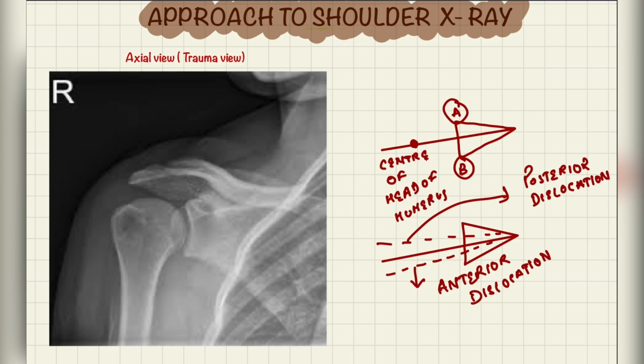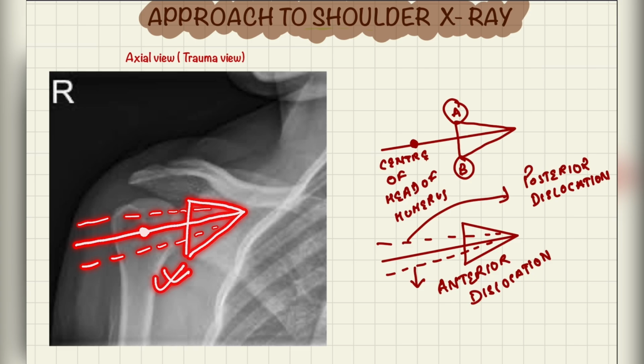Now again, I'm marking the 2 points for this X-ray. I created a triangle. Now I'm bisecting this. So you can see the center of the humeral head is bisected by that line, and this dotted line is of no use here. That means there is no dislocation on this shoulder X-ray.